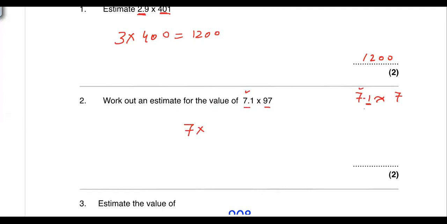Now 97. If I have to round 97 to one significant figure, this is the first significant figure, so I have to leave this one. While leaving it, it will add 1 to the 9, so it will become 10. And then, since it is a whole number, the remaining digits I have to make 0 to give the magnitude. So it will become 100. Now 7 times 100 will be 700. That is its estimation.